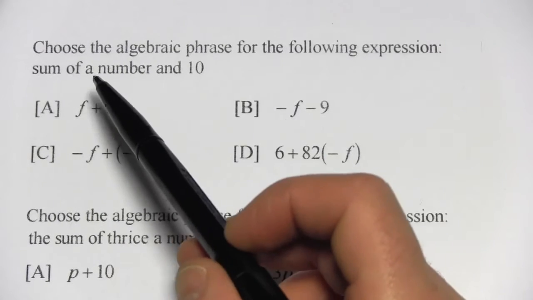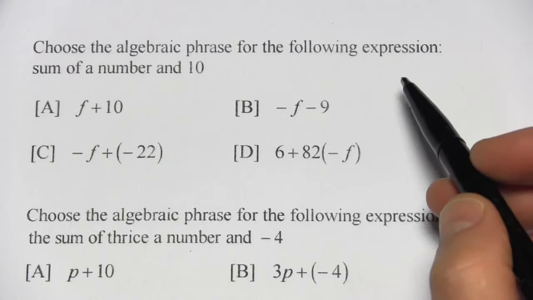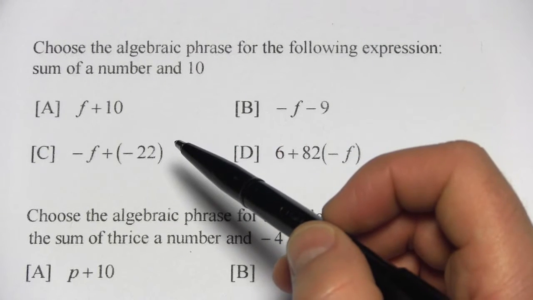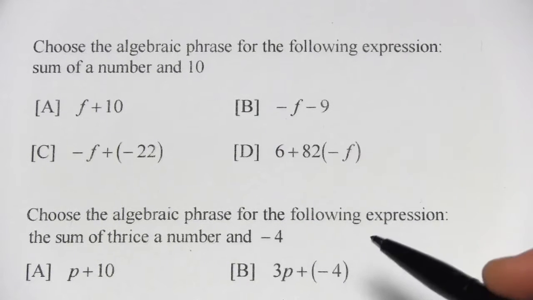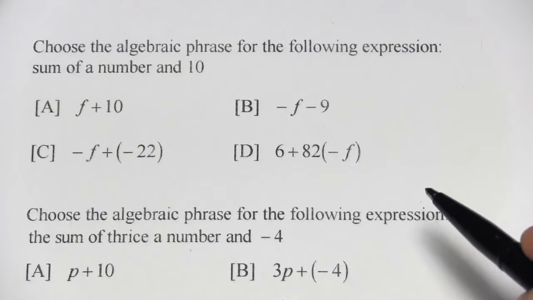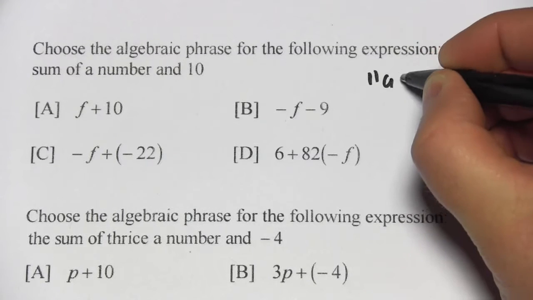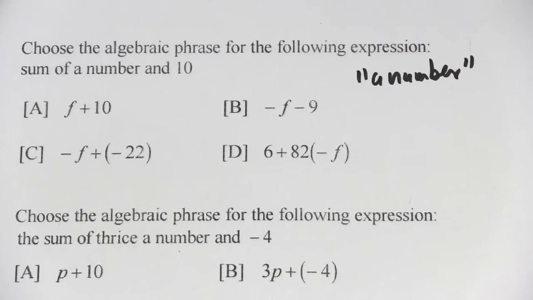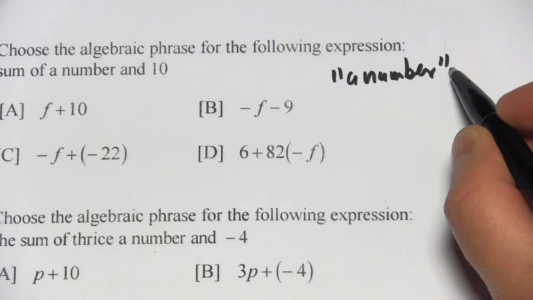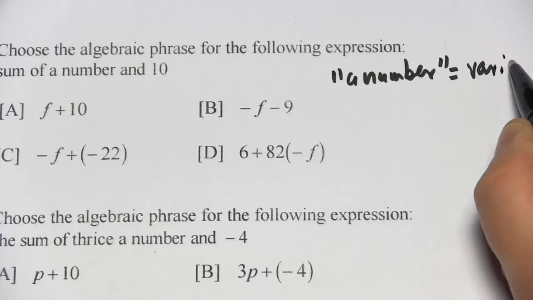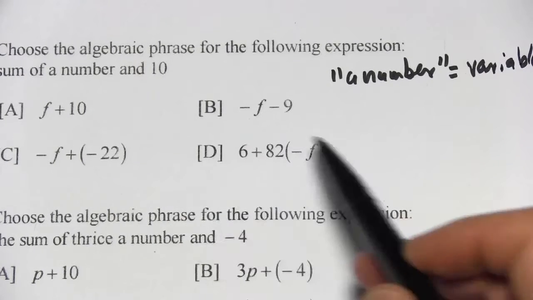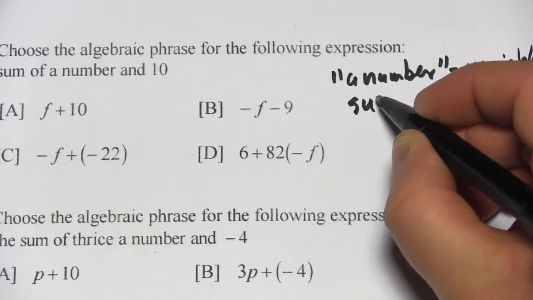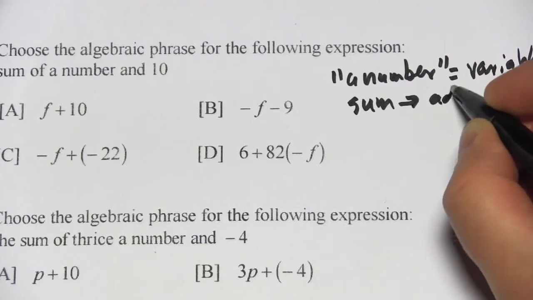The first one here says, choose the algebraic phrase for the following expression, the sum of a number and 10. And I think what we should do first here is make a list of some code words. The first one is a number. Sometimes you'll see it as the number. A number is usually the variable, so x or whatever, in this case they're using f's. So that's the variable. Sum means addition.